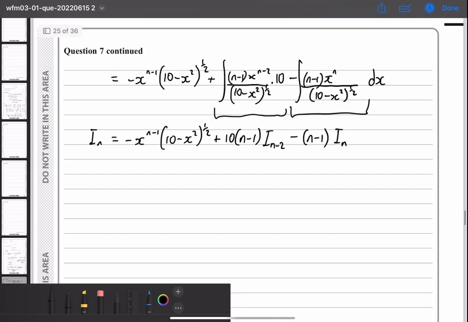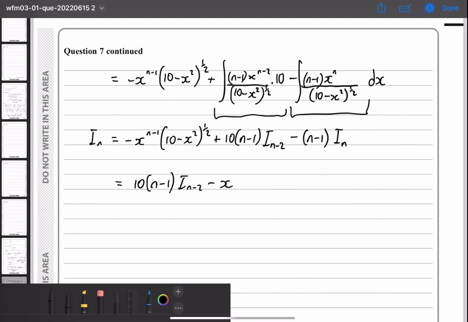So I'm almost there. All I need to do is expand out this bracket on the end. So if I expand that out and also just rearrange a little bit here, we've got 10 n minus 1 I n minus 2 minus x to the n minus 1, 10 minus x squared to the half, which is the expression we wanted, but we've also got minus I n plus I n, expanding that final bracket out, and on the left I n, so the I n's actually cancel out, and we bring the I n on to the left, and we've got what we need.